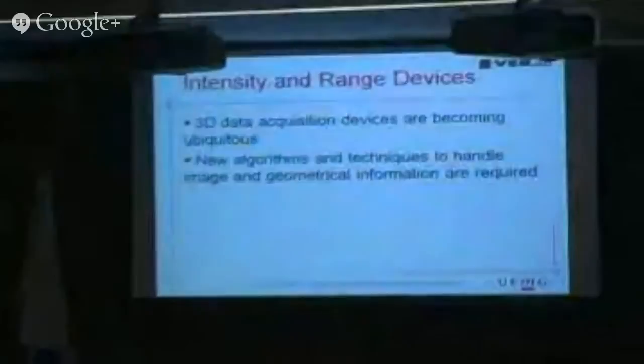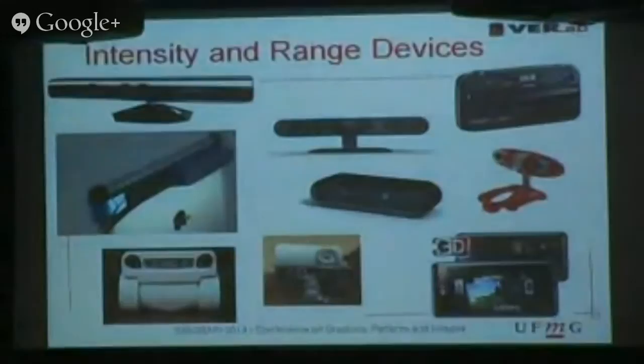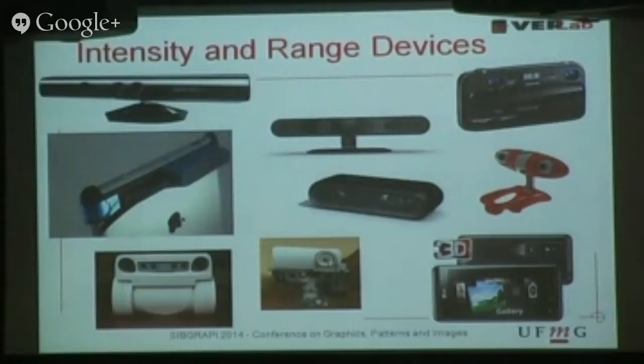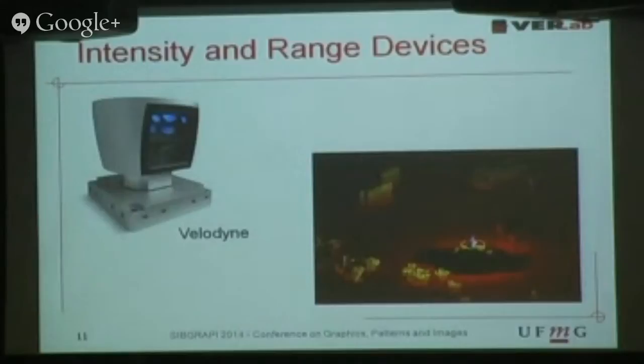You have several of these coming along, and you must know all of them maybe. The Structure Sensor, for instance, is very interesting because you're able to connect it to your iPad and you get the three-dimensional information, range and image information, from your environment. And of course, you have 3D cameras and so forth. There are also some unique devices, like the Velodyne. This device is able to produce 3D information around you at a very high frame rate. And this is the Google car.